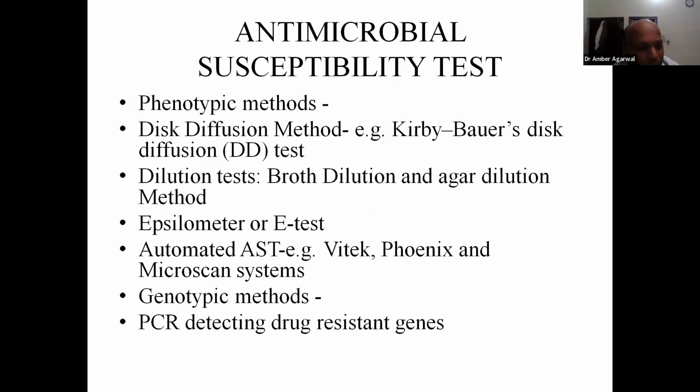Now, antimicrobial susceptibility testing can be done by phenotypic methods. Phenotypic methods are the disc diffusion, dilution test, and epsilometer or E-test. Automated systems are Vitek, Phoenix, Microscan, and genotypic methods are PCR for detecting drug resistance. Phenotypic is the most common method used in tier 2 setups. Tier 1 setups have moved on to automated systems. Practically, if you ask me, automated systems are better, because anything done manually has many checkpoints which you need to check every time, which is not manageable also.